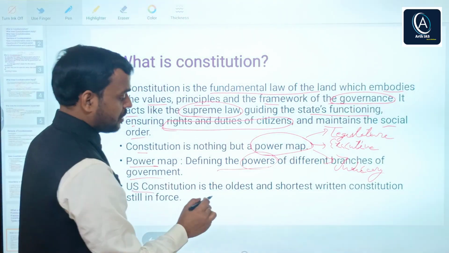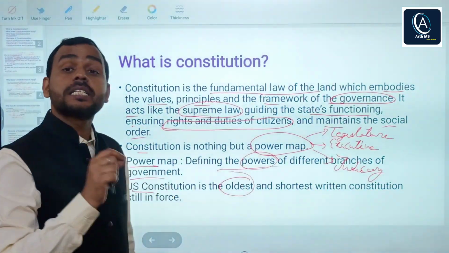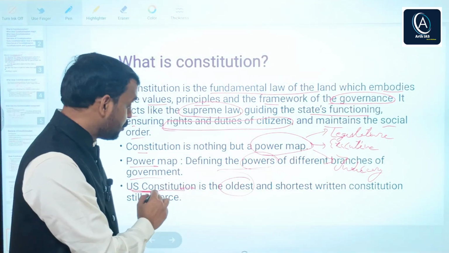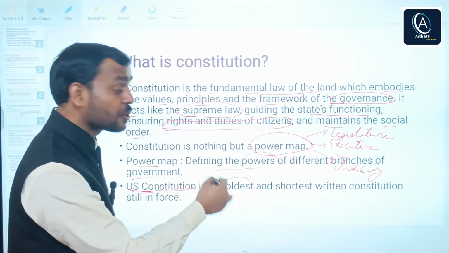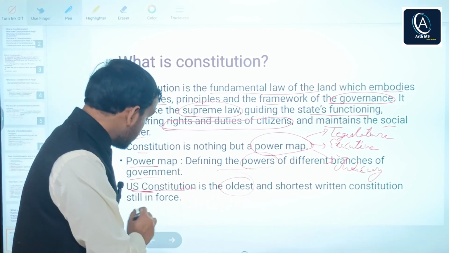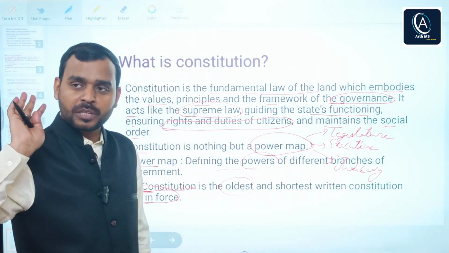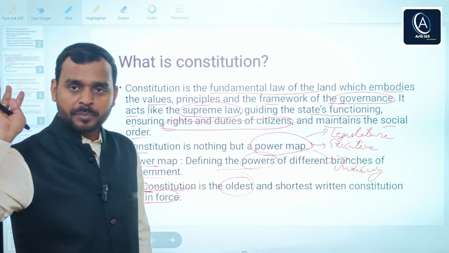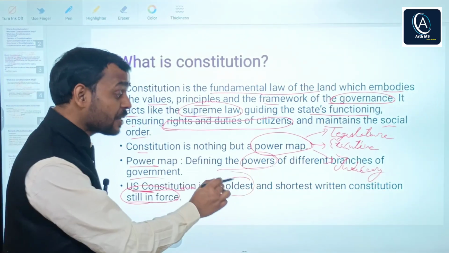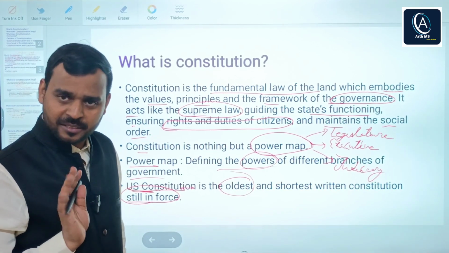Again, the US Constitution is the oldest and shortest written constitution still in force. Here focus on the sentence: US Constitution is oldest and shortest. Do not have confusion, because it says still in force. Before this, several constitutions were written even in Greece or different parts of the world, but it says US Constitution is the oldest and shortest written constitution that is still in force.